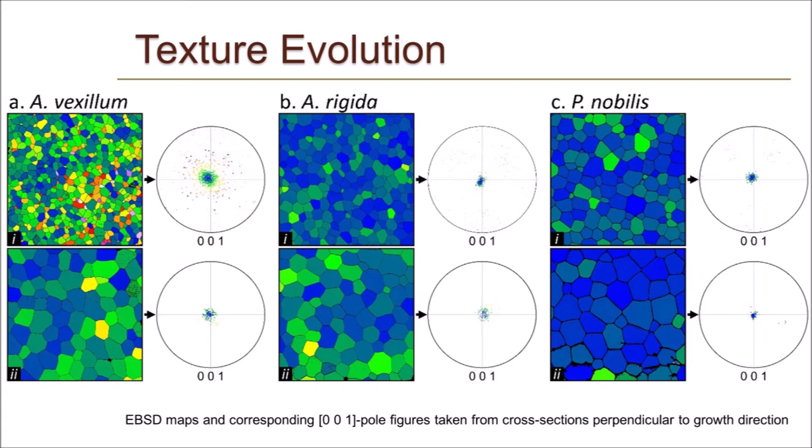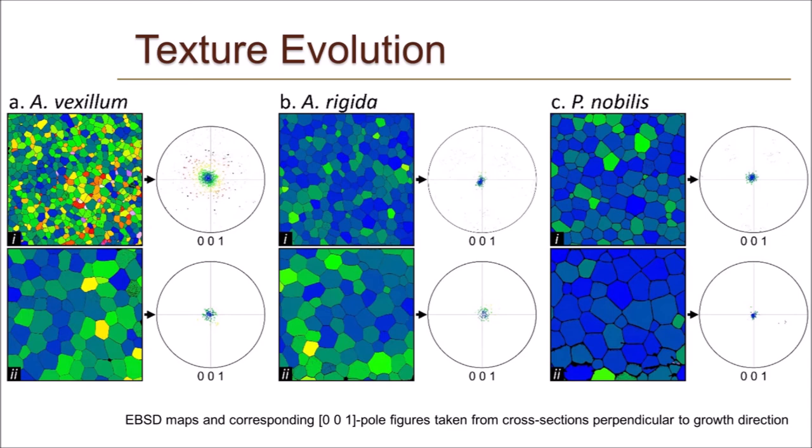The prisms in EBSD maps of the initial and final stages are color-coded to display the absolute misorientation angle between the C-axis of calcite, that is the 001 crystallographic direction, and the direction of growth. Every EBSD map is accompanied by a corresponding color-coded 001 pole figure. The EBSD data that you can see here fully support the X-ray diffraction measurements.